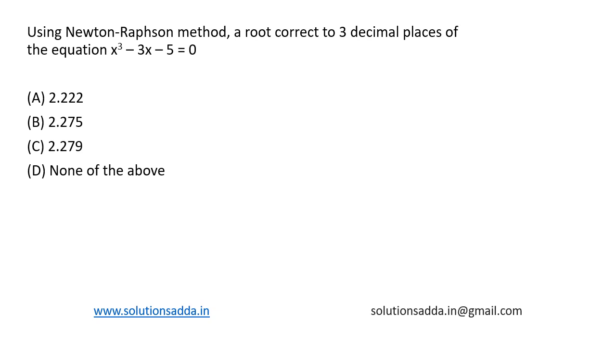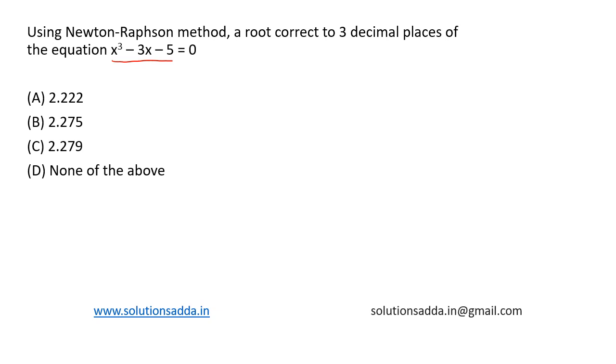This is a question from engineering mathematics. Using Newton-Raphson method, a root correct to 3 decimal places of the equation x cube minus 3x minus 5 equal to 0 is. Actually, using Newton-Raphson method, it takes quite a time to find the correct answer. Newton-Raphson method is a method to find the successively better approximation to the roots of a real valued function. It is one of the examples of root finding algorithms. This is what Newton-Raphson method is.